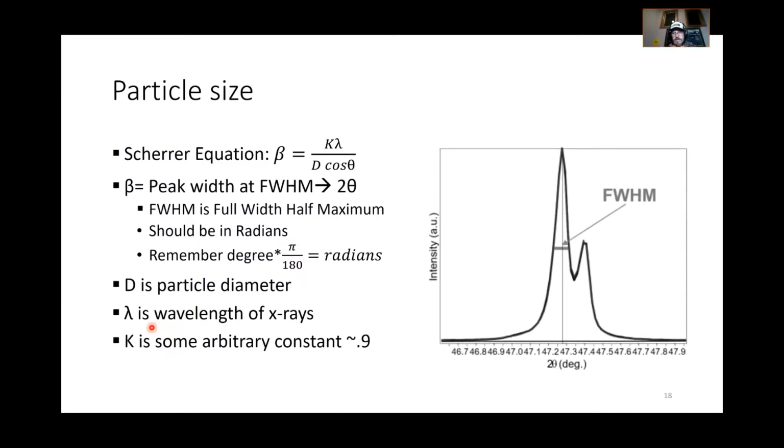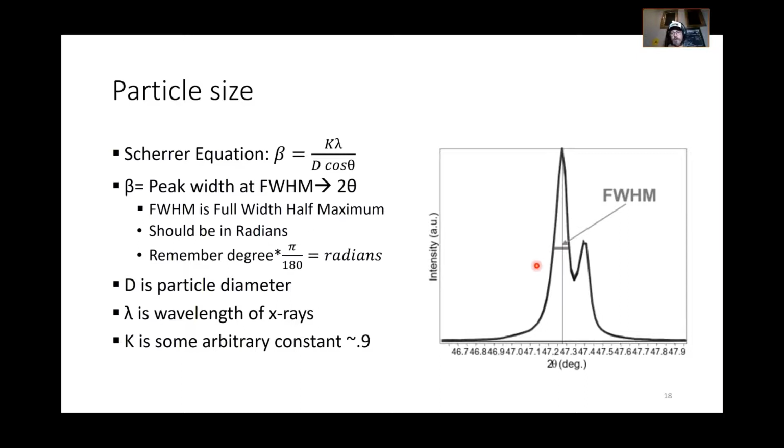Here's another depiction of full width half maximum, and if you're using smaller slits, sometimes you can resolve these kind of doublet peaks. And this could actually be 2 substances, 2 phases, 2 elements. If you look at the scale, we're at 46.7 degrees on the 2 theta axis to 47.9. XRD is very precise. So again, here you're measuring the full width half maximum.